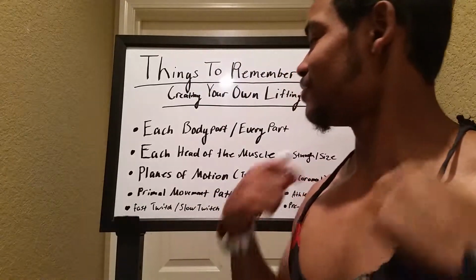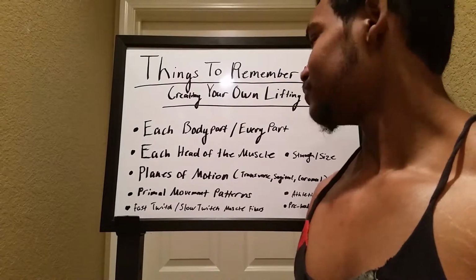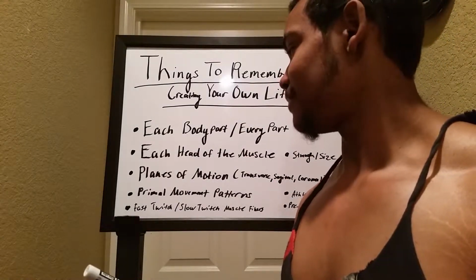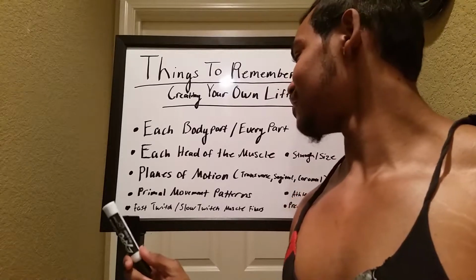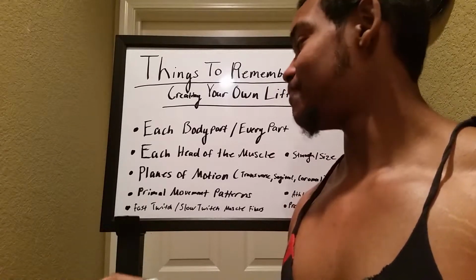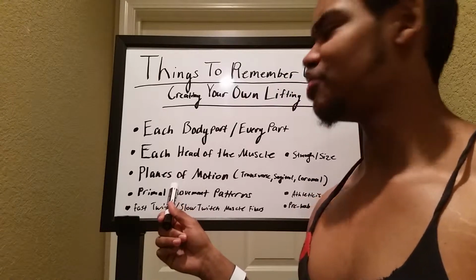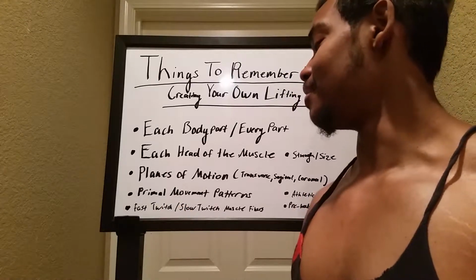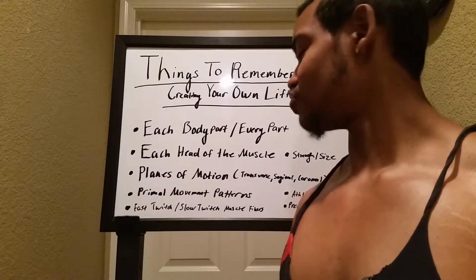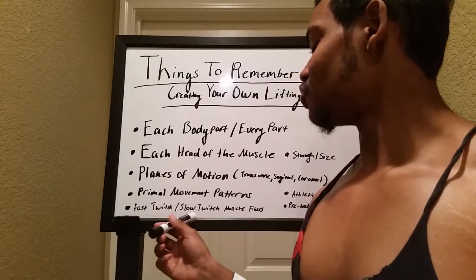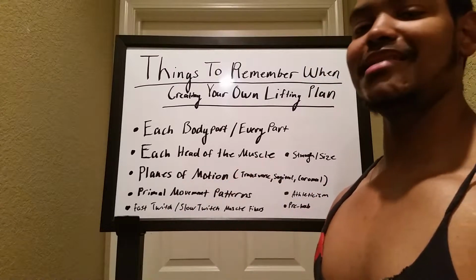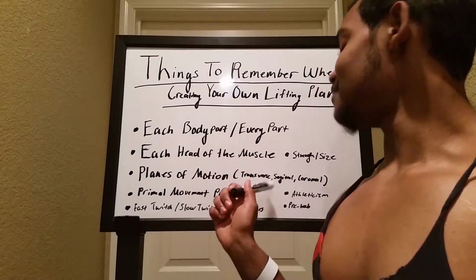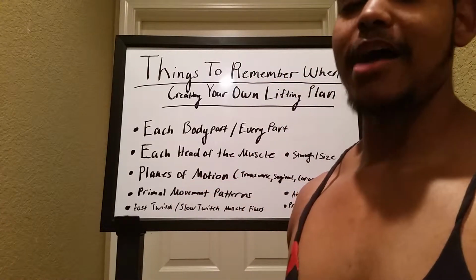So let's go over these one more time really fast. I don't want to keep y'all that much longer. Remember to train each body part, every body part. Remember to hit each head of the muscle and realize what each head of the muscle is in every part of your body. Realize the planes of motion. Realize that your primal movement patterns, keep those in your training. Your fast twitch and slow twitch muscle fibers and how they correlate to strength and size. Keep some athleticism in your training routine, and keep your pre-hab going. Keep your prehabilitation on point.